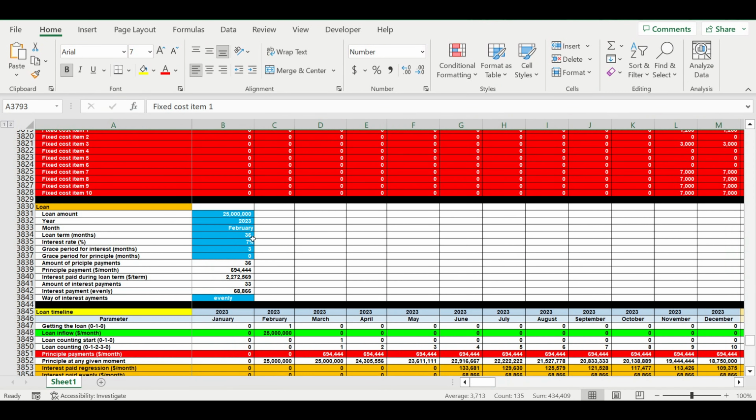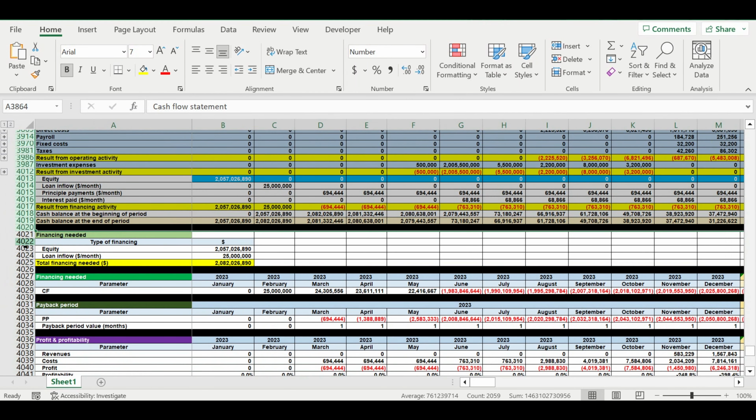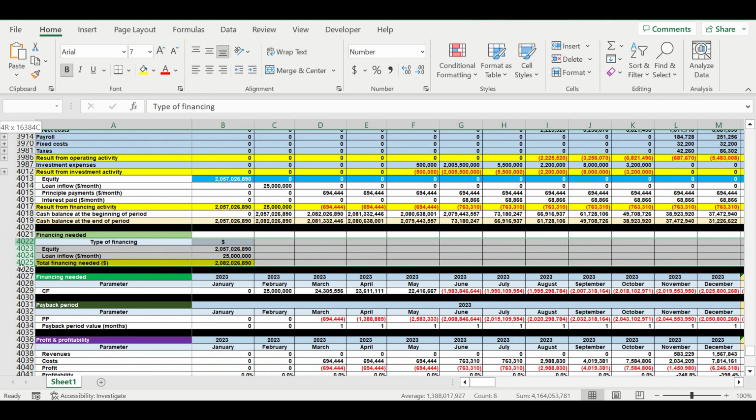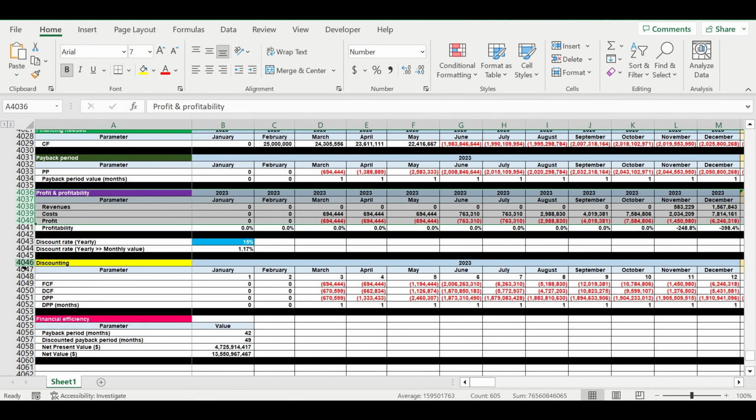Then we moved to the loan. Then we started cash flow statement modeling. Then we were talking about financing, payback period, profit and profitability, net present value and discounted payback period.